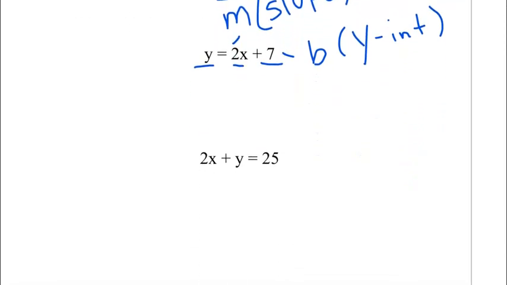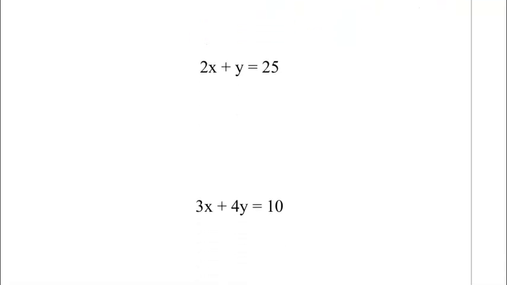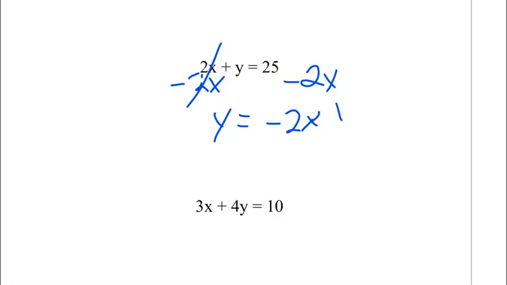Let's go to the next one. Now this one, you can see the problem here. This one has the x on the left side, so we need to move this. So we're going to do 2x and 2x here. Cross that out. Now we have y equals negative 2x plus 25. And I want you to try to write it like this, where the slope is first and then the y-intercept is after. So this will be your answer.